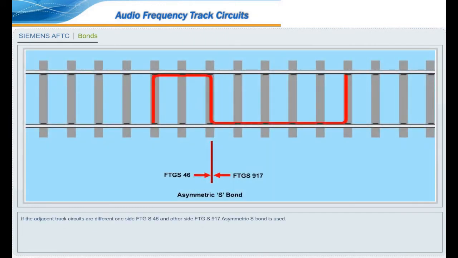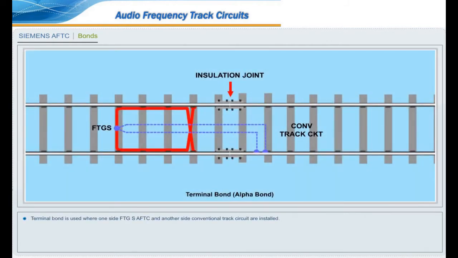If the adjacent track circuits are different, one side FTGS46 and other side FTGS917, asymmetric S bond is used. Terminal bond is used where one side FTGS AFTC and another side conventional track circuit are installed.